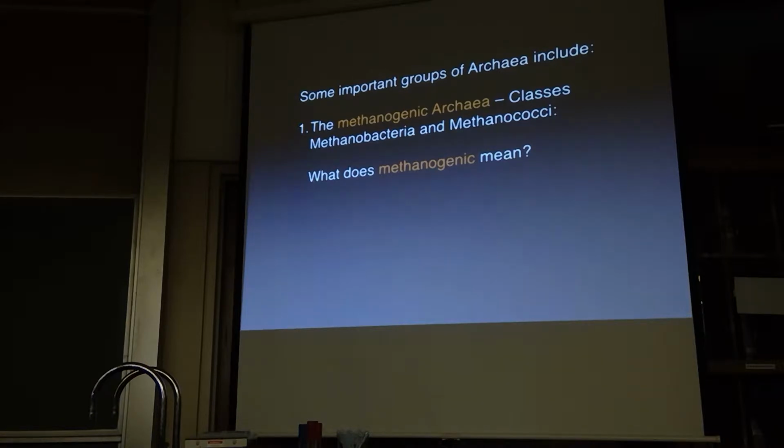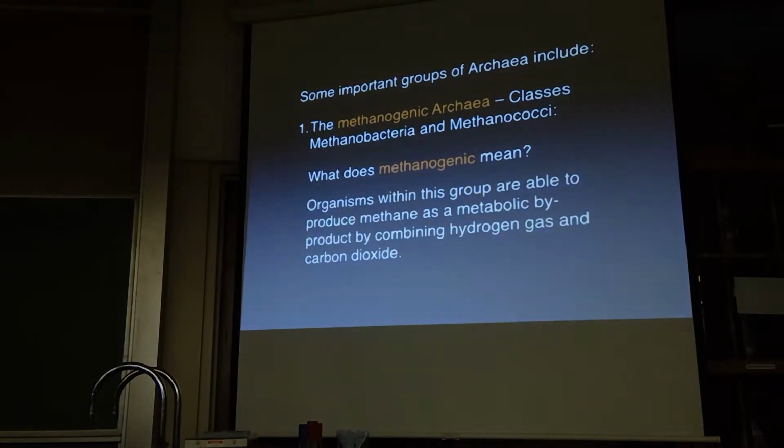At any rate, the methanogenic archaea produce methane as a waste product. They do this by using carbon dioxide as an electron acceptor. So they're going to be binding electrons and hydrogen protons, essentially hydrogen, to carbon, making methane from carbon dioxide.